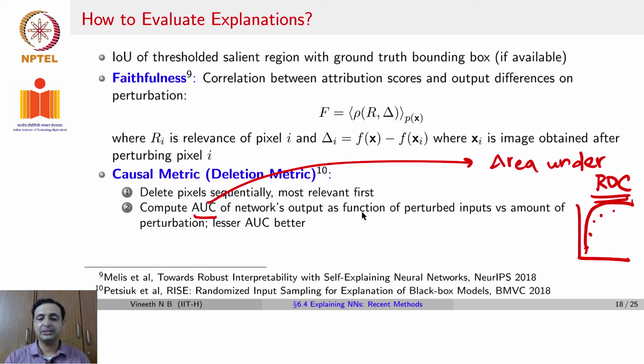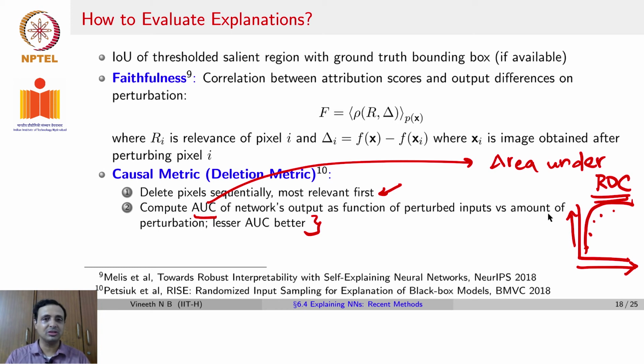But in this particular case we see what is the function of the perturbed inputs versus the amount of perturbation. We're trying to see, as you keep increasing the perturbation, what happens to the function of perturbed inputs. Does it change a lot? As you vary the x-axis, if the y-axis changes a lot, then perhaps those pixels do have a high influence on the output. But because we have deleted the most relevant pixels, we would want the AUC to be lesser here after the removal of a particular pixel.